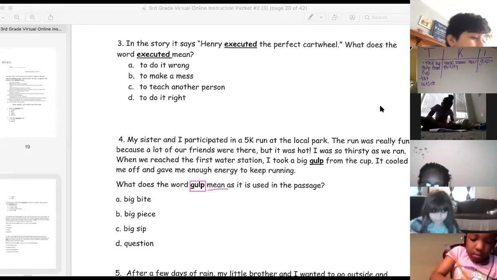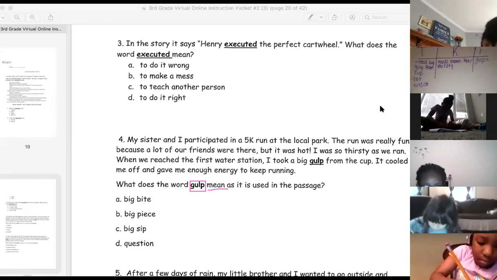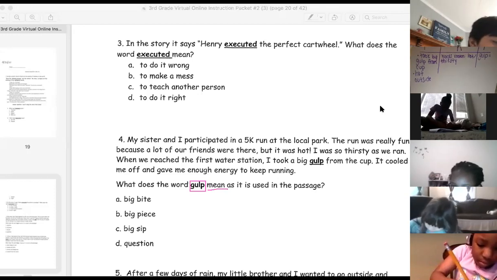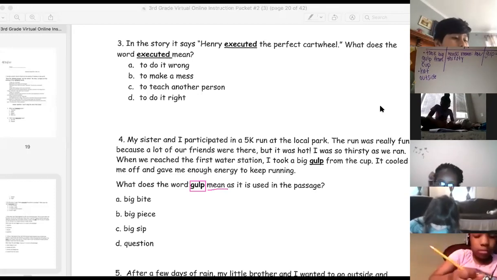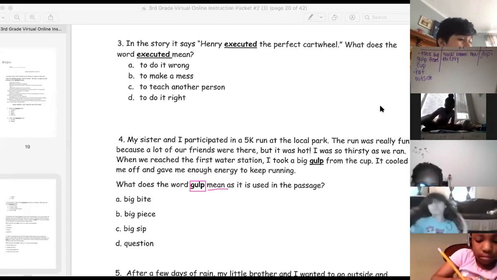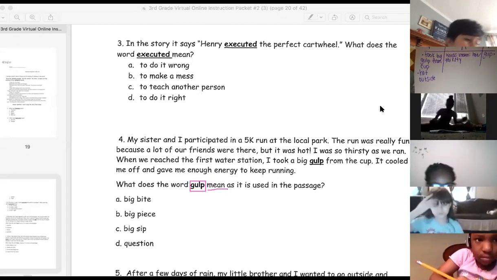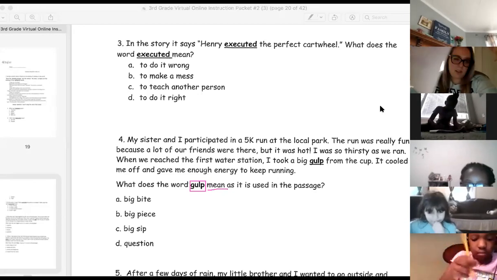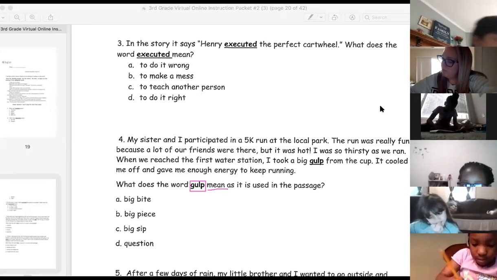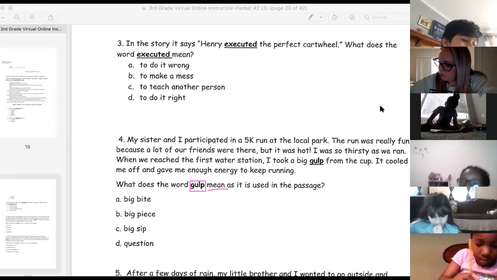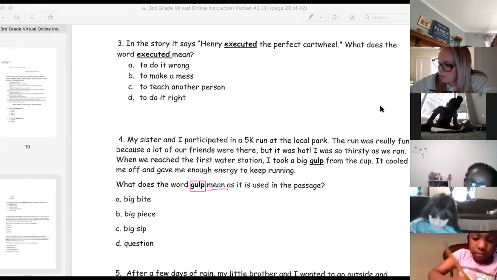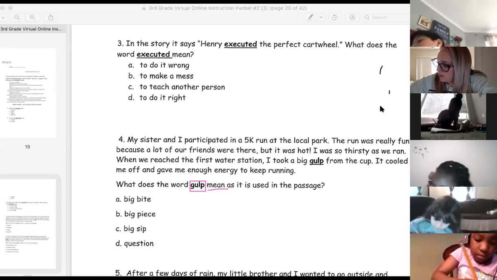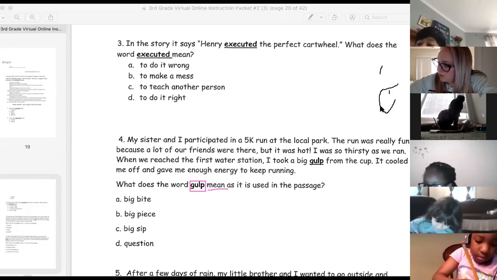If I'm really hot or thirsty, I'm going to do what? If I take a big gulp, it means I'm taking a big what of water? A big sip. Good. So that means gulp must mean what, Kaylee? A big sip. Very good job.